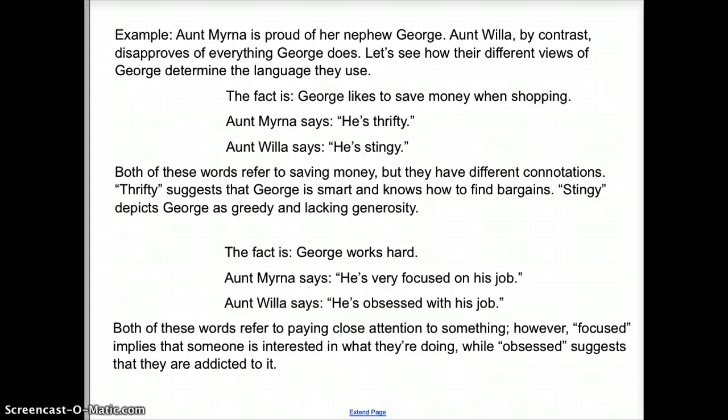How about another one? The fact is George works hard. That's the denotative meaning. Aunt Myrna says he's very focused on his job. Aunt Willa says he's obsessed with his job. So we have works hard, focused, and obsessed. Works hard is the denotative meaning. Focused is positive, and implies someone's interested in what they're doing. Obsessed suggests that they're addicted to it and there's a problem.